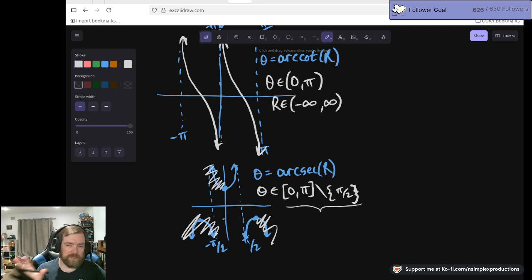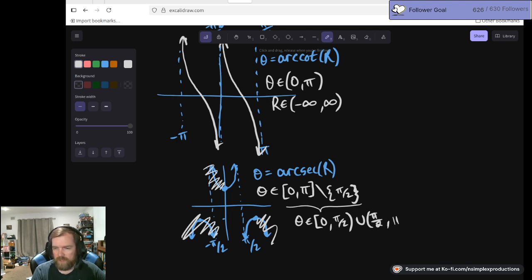Right, this is a legal way to say things. We want the interval between 0 and pi, with the exception of this one singleton, pi over 2. Another way to say that would be to say theta is going to go from 0 to pi over 2 open, union open pi over 2 to pi closed. We can go with either one of those.